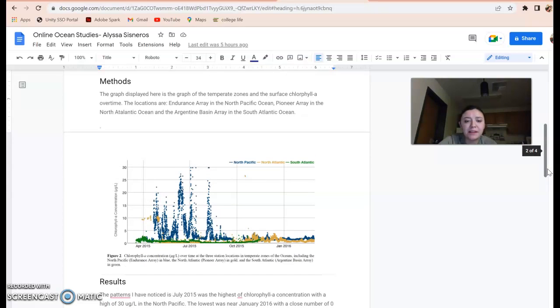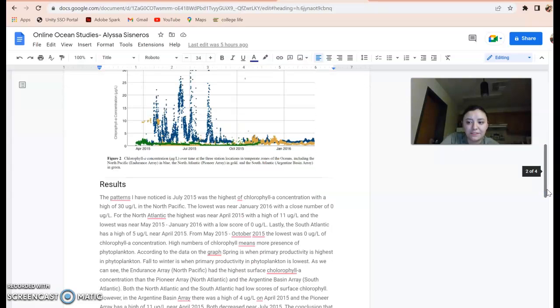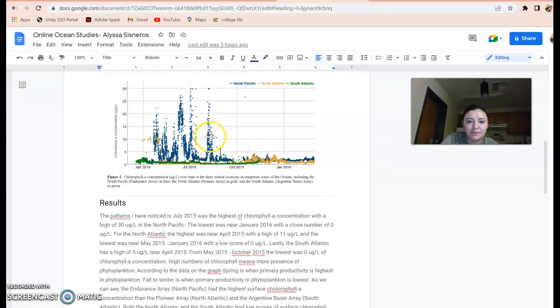So the graph displayed here is the graph of temperate zones and surface chlorophyll over time. The locations are the Endurance Array in the North Pacific Ocean, Pioneer Array in the North Atlantic Ocean, and the Argentine Basin Array in the South Atlantic Ocean. Those are my temperate zones once again. The graph is displayed here in blue. There's the North Pacific, aka the Endurance Array, the North Atlantic, which is the Pioneer Array, and the green is going to be South Atlantic, which is the Argentine Basin Array.